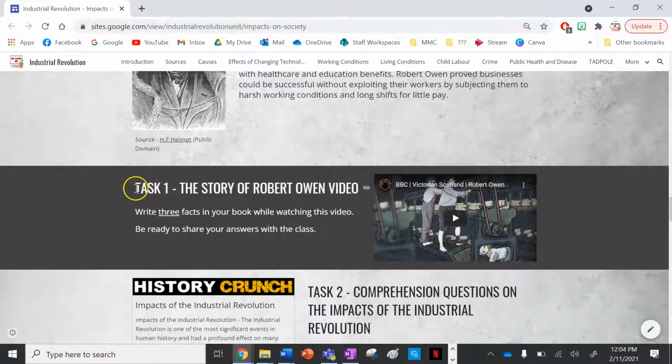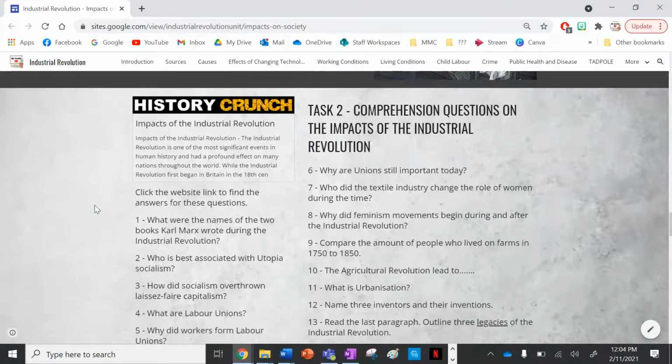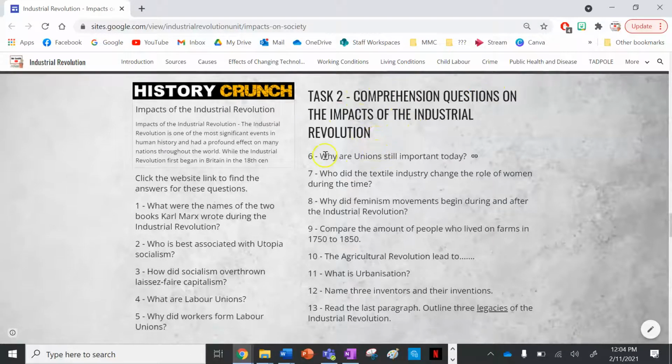And you can learn a bit more about him in your first task, this video on Robert Owen and New Lanark. So just go ahead and watch this video here and write down 3 facts from the video in your book. Guys, the next task here is some comprehension questions and impacts of the Industrial Revolution. So if you go ahead and click on the History Crunch website here, you'll find the answers to all of these questions that you can go ahead and find now.